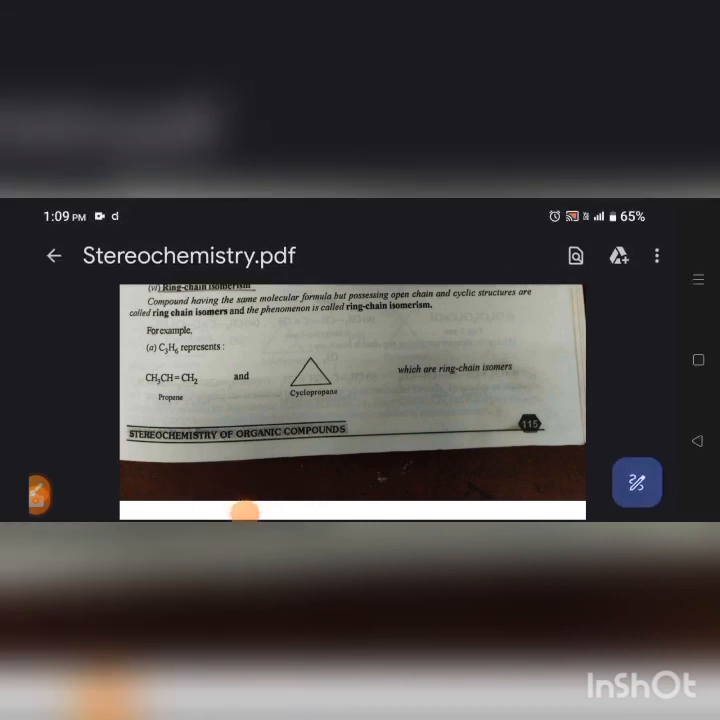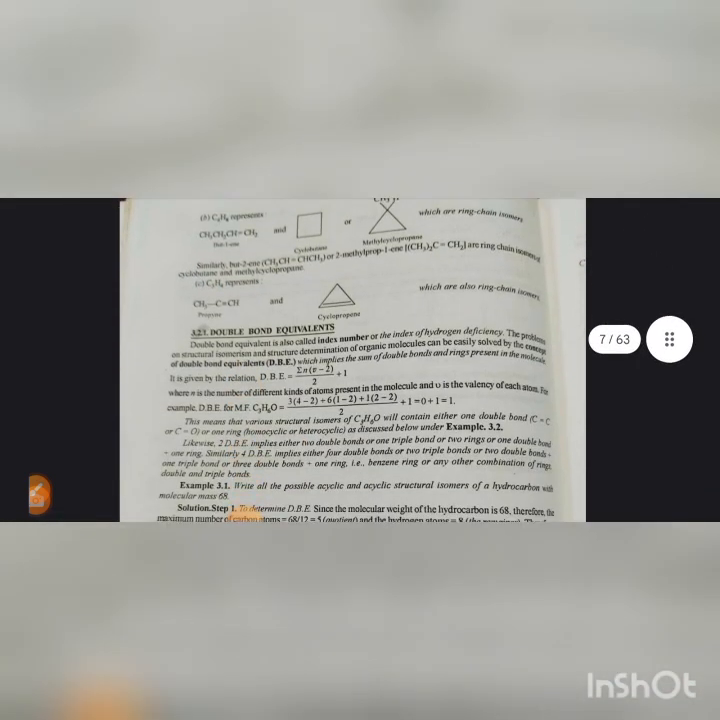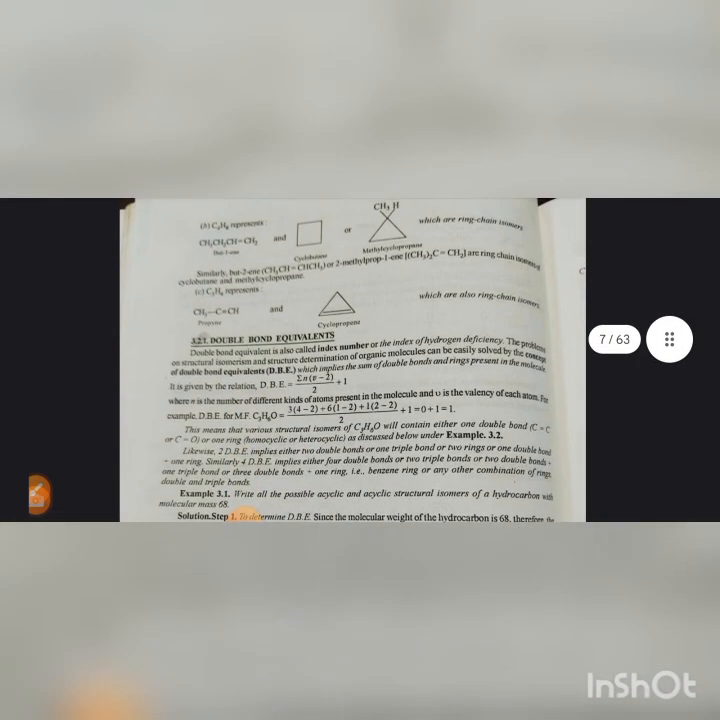Next and last is ring chain isomerism. Compounds having the same molecular formula but possessing open chain or cyclic structures are called ring chain isomers, and the phenomenon is called ring chain isomerism. For example, C3H6 represents propene and cyclopropane, which are ring chain isomers. Similarly, but-2-ene and 2-methylprop-1-ene are ring chain isomers.